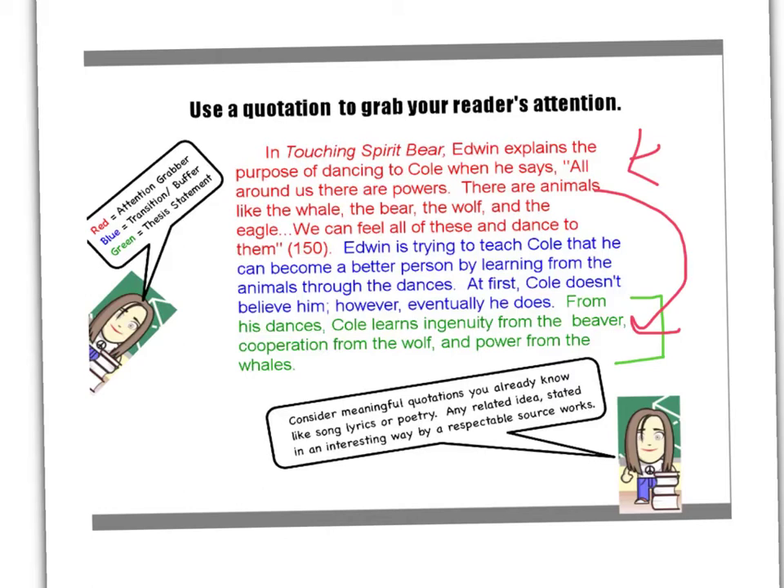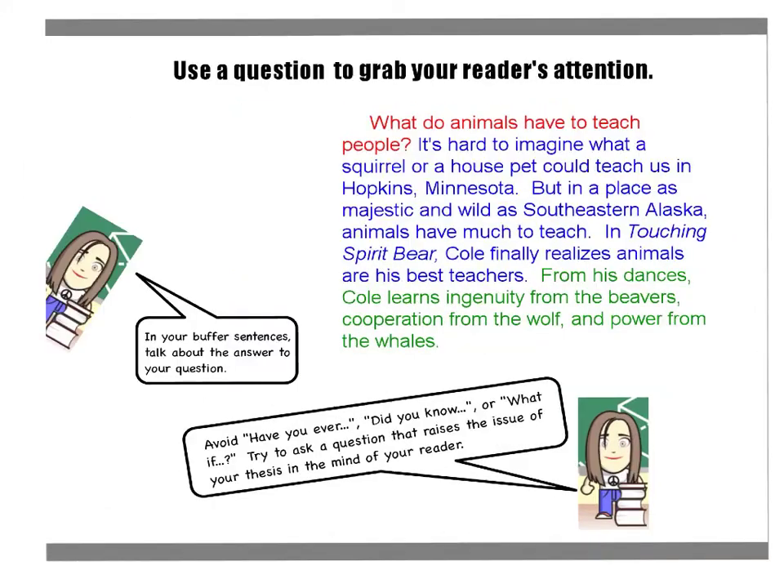We'll talk for just a minute about the blue, the transition to the thesis statement, which again is just like commentary. So after the quote, this writer says, Edwin is trying to teach Cole that he can become a better person by learning from the animals through the dances. At first, Cole doesn't believe him. However, eventually he does. So that's an example of using a quote.